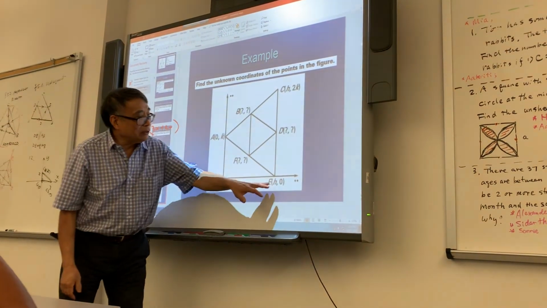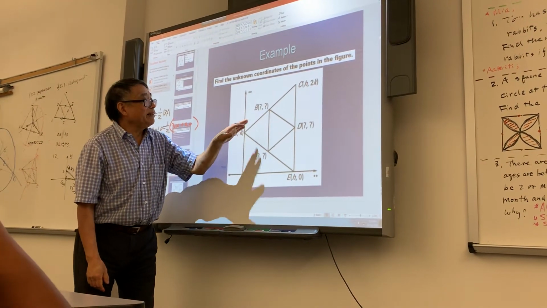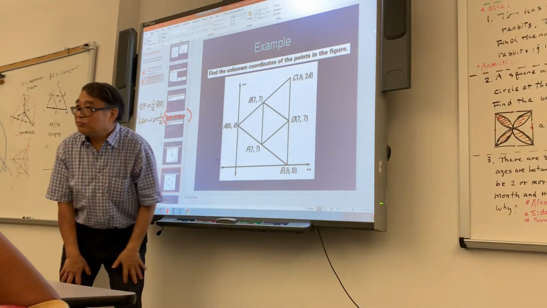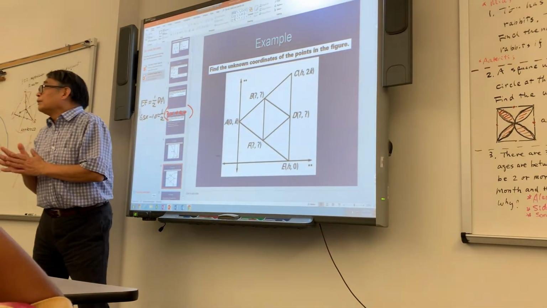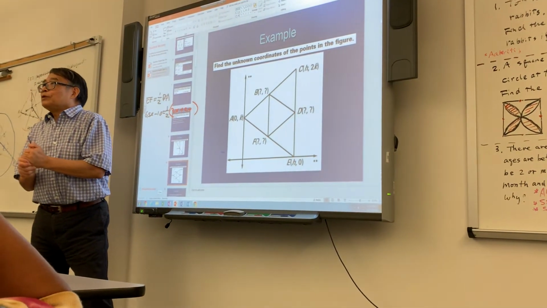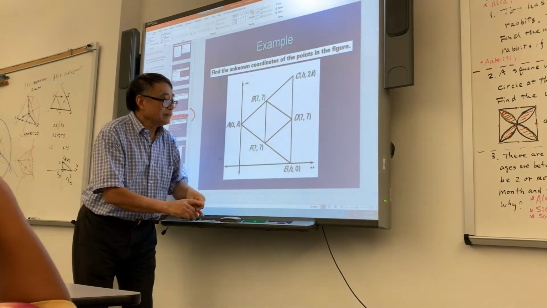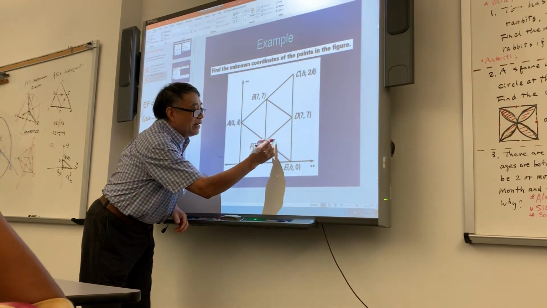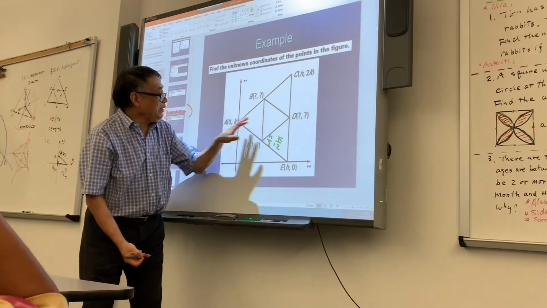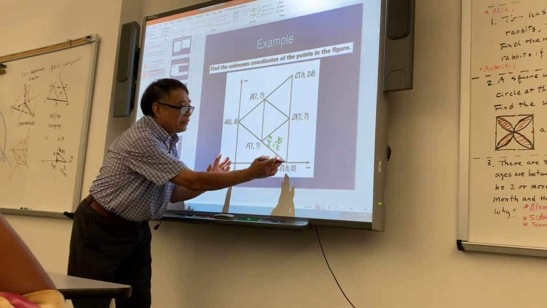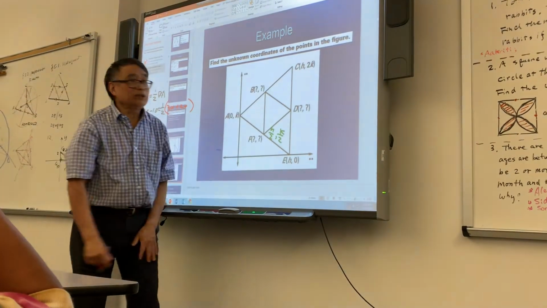For instance, h, 0; h, 2k; 0, k. How about this point F, coordinates X, Y? Raise your hands, please. Tina. 1/2 h, 1/2 k. Good. Where did you get that? Because here is k, here is h, and this is a half. Half k, half h. Good.